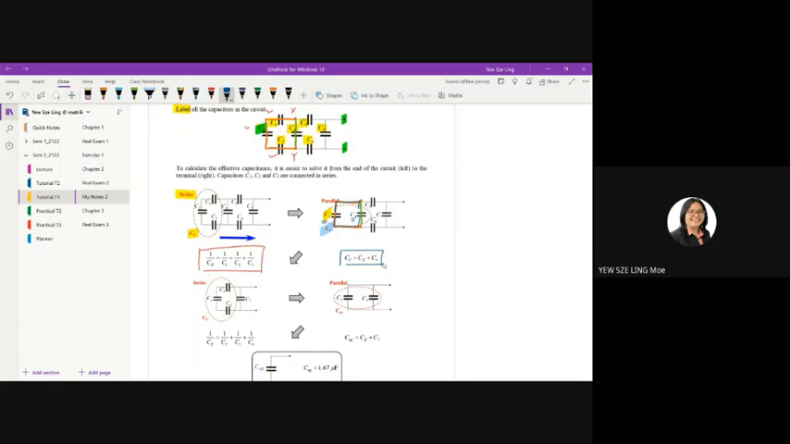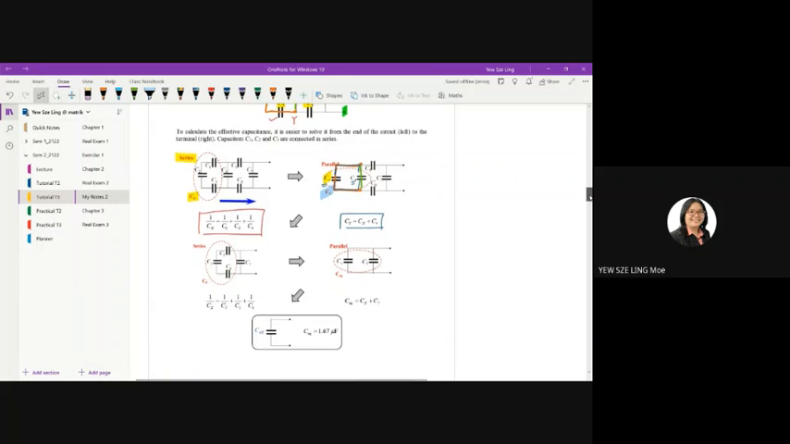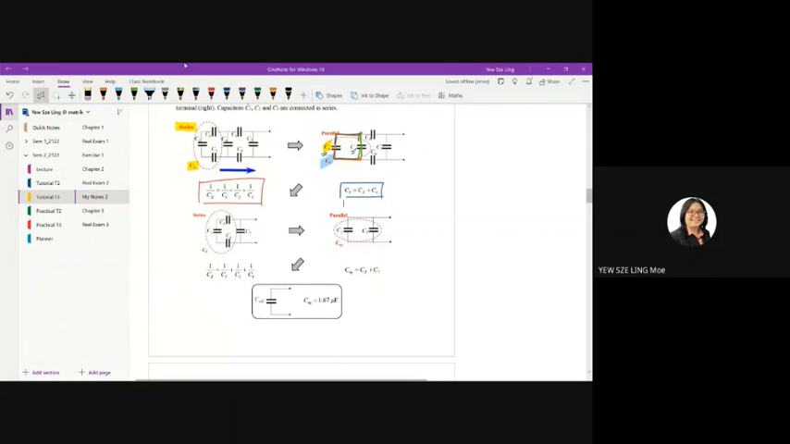Because CX and C4 are parallel now. So next step, after I simplify CX and C4, they no longer exist. What I have right now is just CY in my circuit.